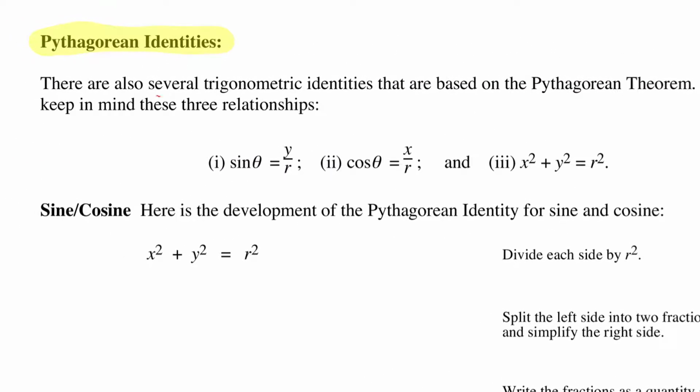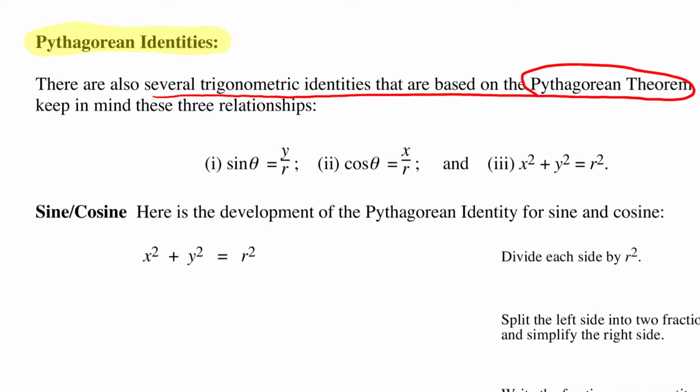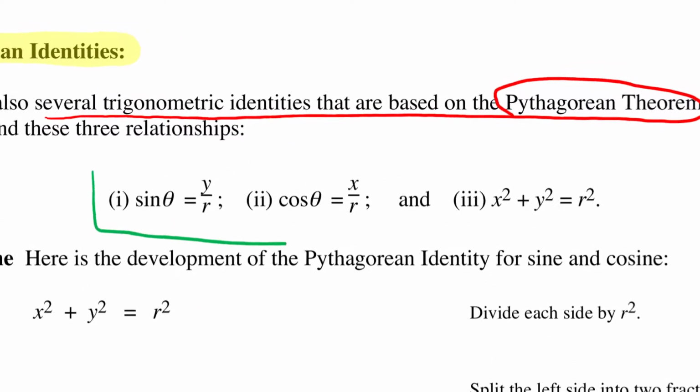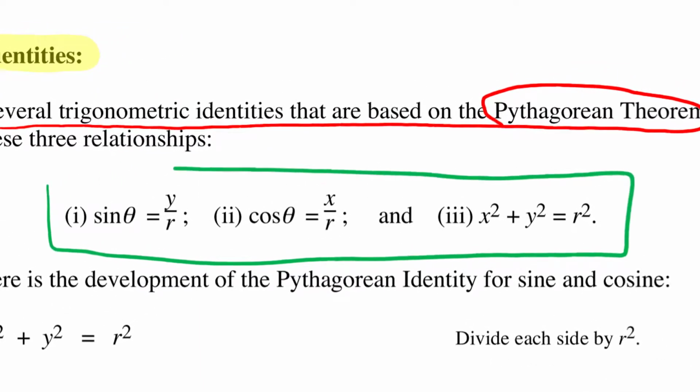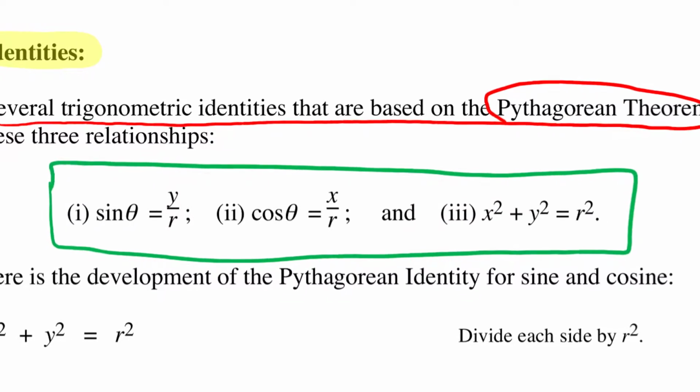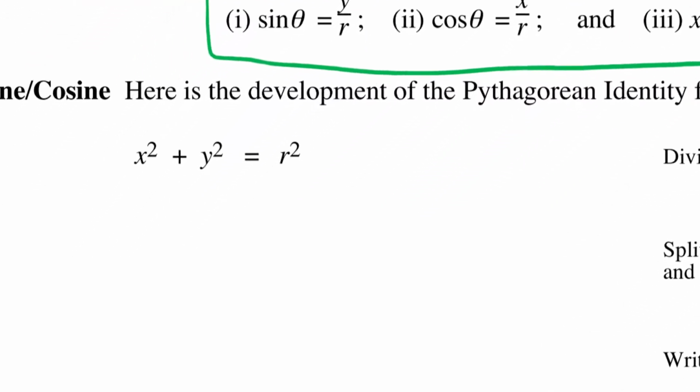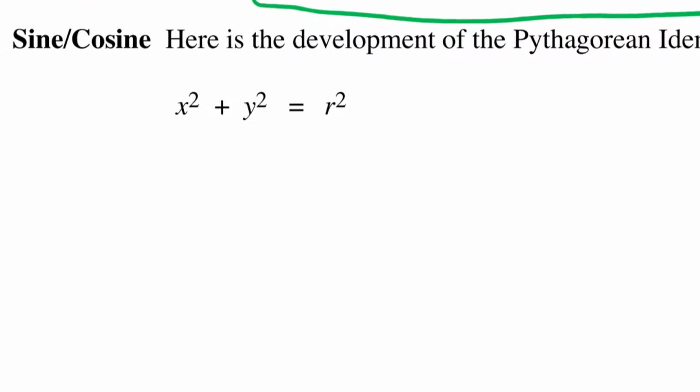Okay, now we're going to talk about a full group of identities called Pythagorean identities. And there are several, and they are based on the Pythagorean theorem. We're going to learn how these interact with each other by first reminding ourselves of the identities that we already know. Sine theta is y/r, cosine of theta is x/r, and x squared plus y squared equals r squared, which is where we're going to start.